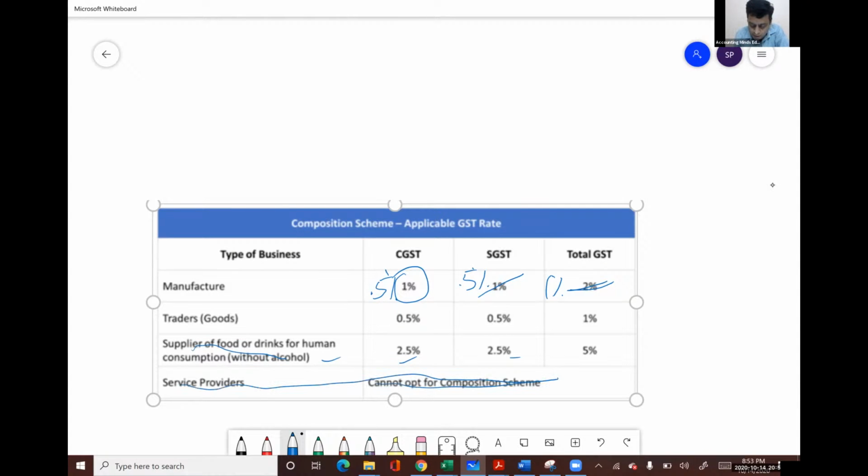Service providers are also covered under the composition scheme now. Even service providers are allowed to go under the composition scheme. So this new diagram, I'm going to give you a new diagram. You will remember, pretty simple. Manufacturers 0.5, 0.5, traders 0.5, 0.5, restaurants 2.5, 2.5.